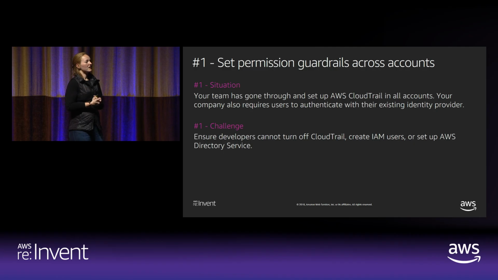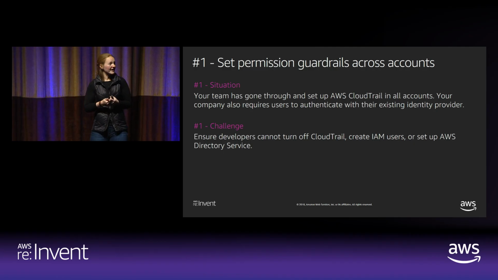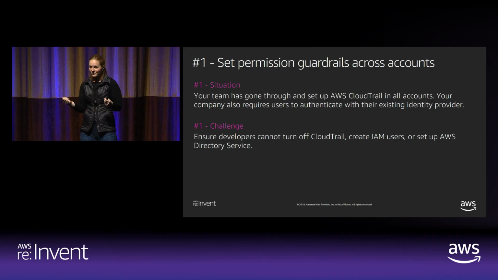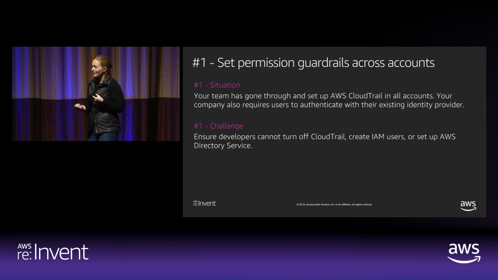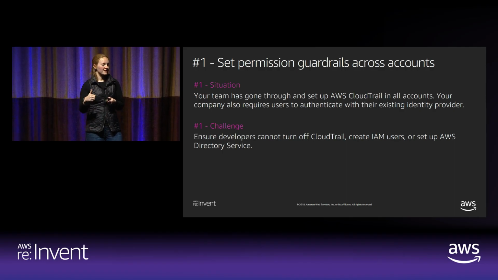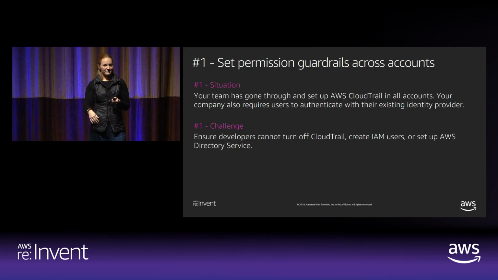Situation number 1. Your team has gone through and set up CloudTrail for all your accounts, and your company also requires your users to authenticate with existing identity providers. You don't run Windows, so you don't need directory services. You don't want to create any other IAM users. That's your challenge number 1. So you need to ensure that developers can't turn off CloudTrail, create users, or use directory services. All right, that's your first challenge. Take a mental note of what you would use.